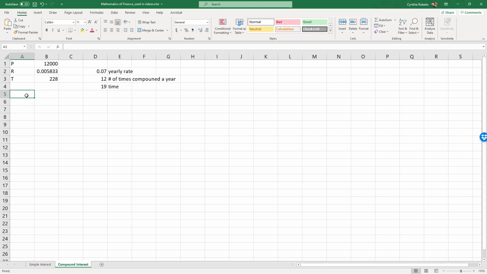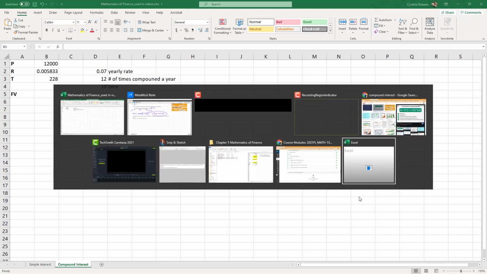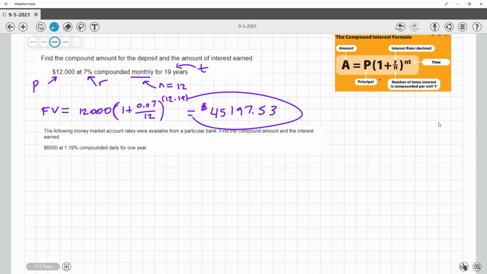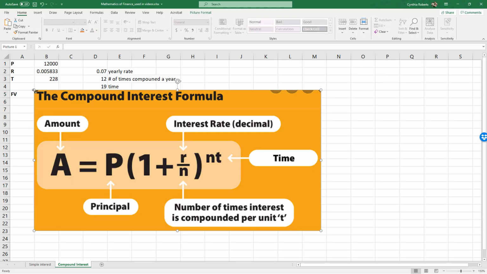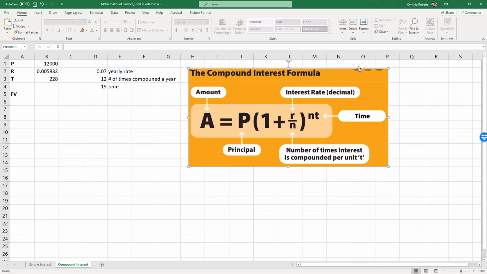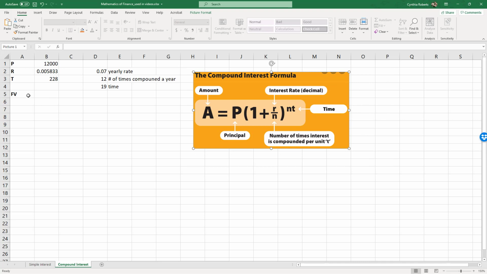All right, I want to figure out my future value, or the amount of money that I have. So I can actually go back through all these windows and copy the formula just so I can see it here and follow it. Okay, so I just threw it in my Excel to remind me, so now I can actually follow it. So my future value, or A, the amount, equals the principal times, open a parentheses, 1 plus my rate divided, which I did the divided by n over there, raised to the total time.